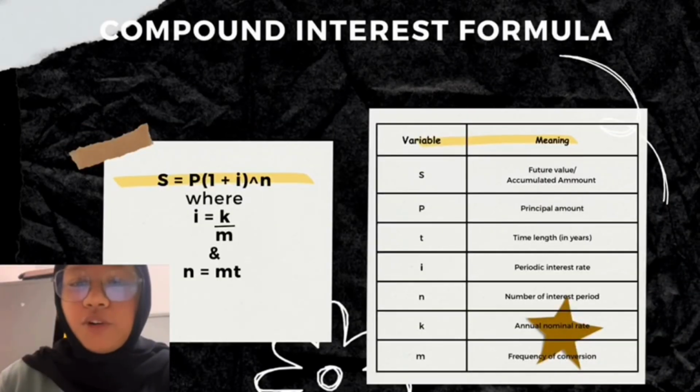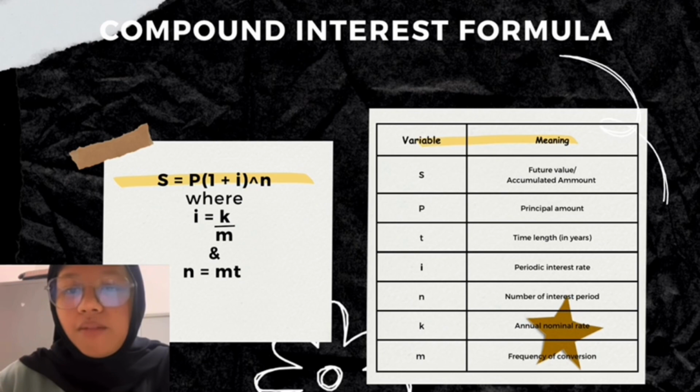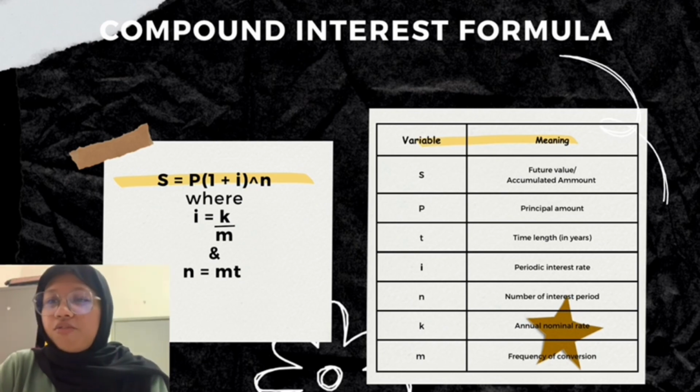So, the formula for compound interest is S equal to P(1 + i)^n, where i equals k per m and n equals m multiplied by t. S is the future value or accumulated amount, P is the principal amount, T is the time length, i is the periodic interest rate, n is the number of interest periods, k is the annual nominal rate, and m is the frequency of conversion.